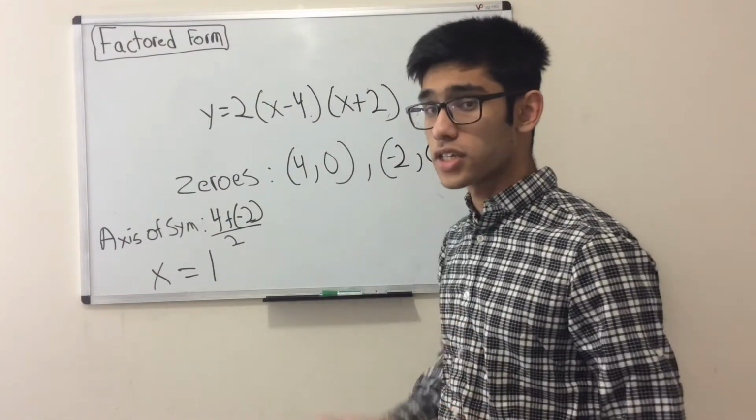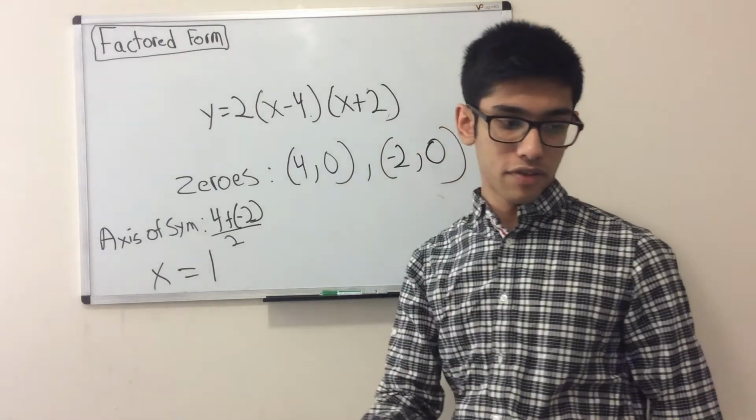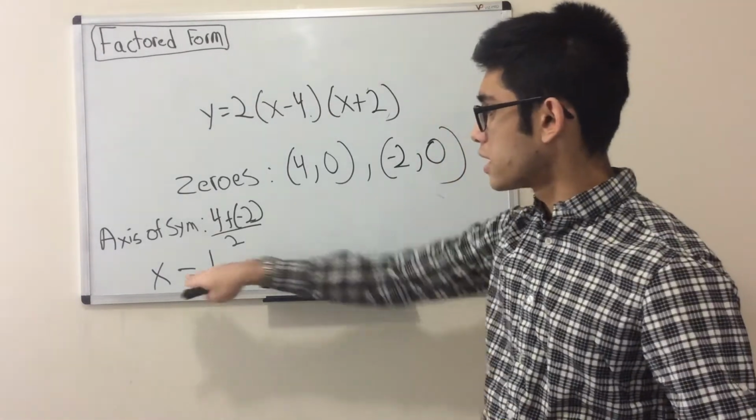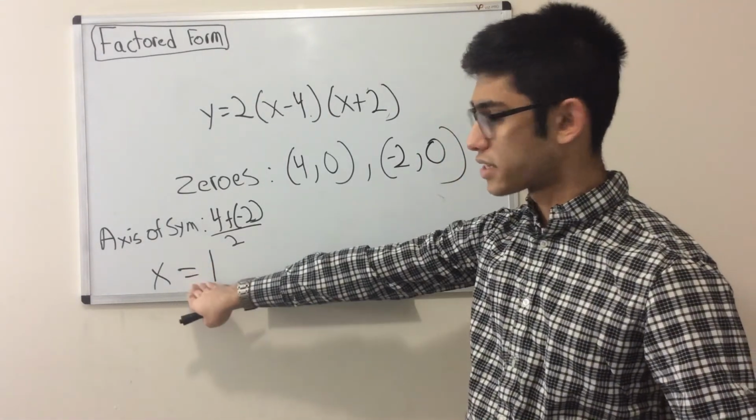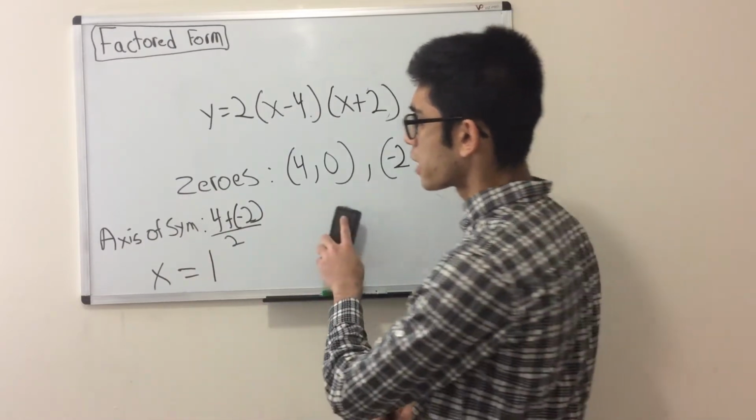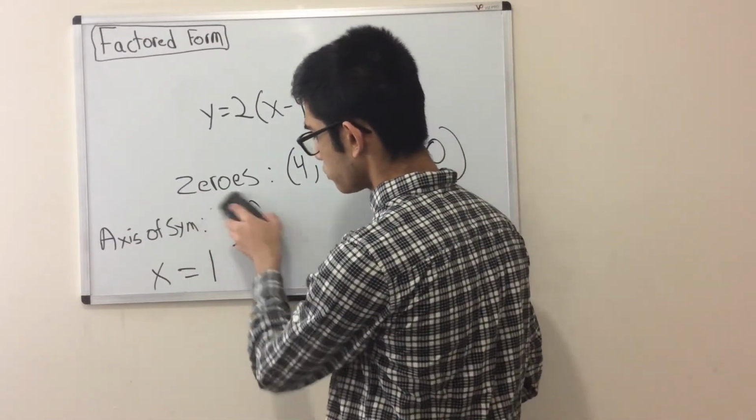How do I find the vertex when I have the axis of symmetry? That's actually very simple. All I have to do is take the axis of symmetry, x equals 1, and plug it into the equation.